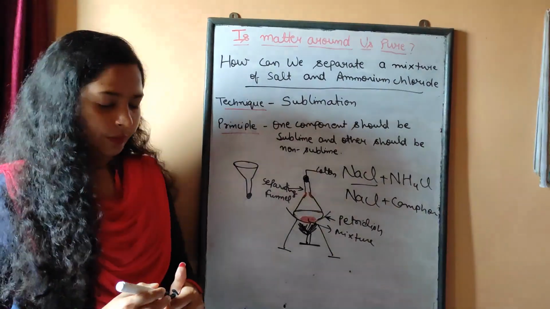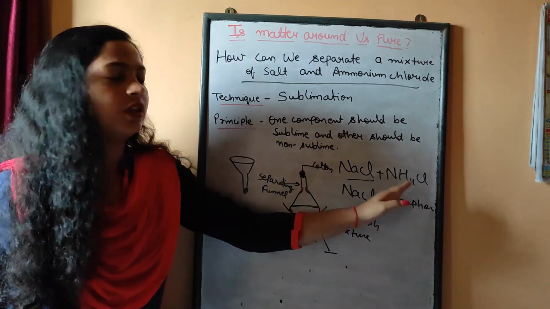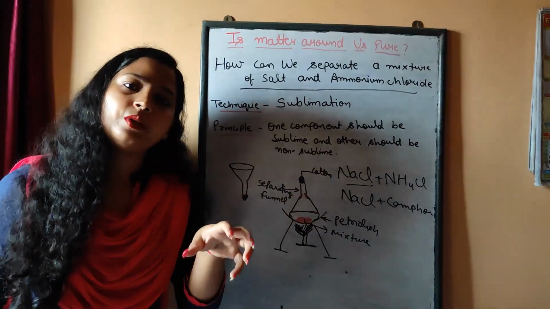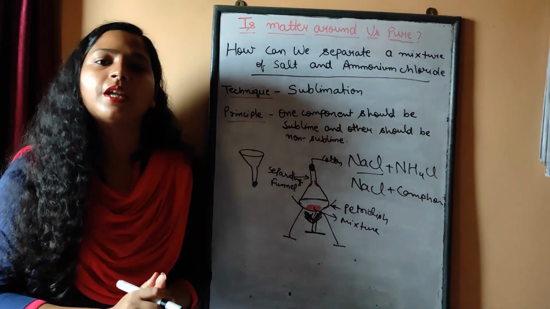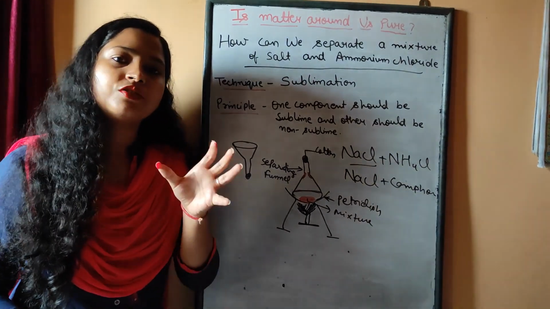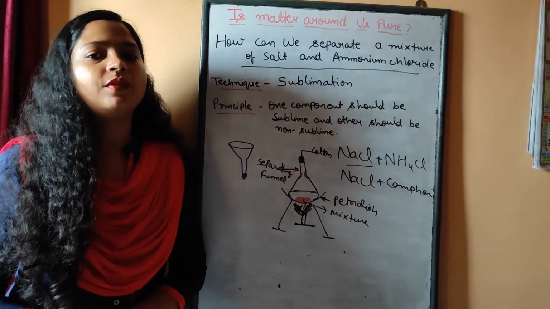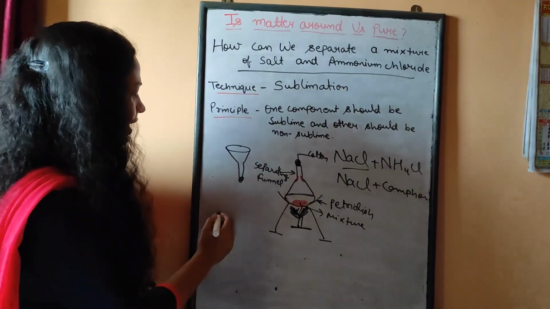So what we'll do, यहाँ पे इसको हम हीट करना शुरू करते हैं. हमारे पास मिक्सचर है NaCl और NH4Cl का. We all know NH4Cl हमारा सब्लाइम मटेरियल और NaCl नॉन सब्लाइम मटेरियल. तो जब हम मिक्सचर को हीट करेंगे तो क्या होगा, जो सब्लाइम मटेरियल है दैट विल स्टार्ट कन्वर्टिंग टू गैसियस स्टेट.